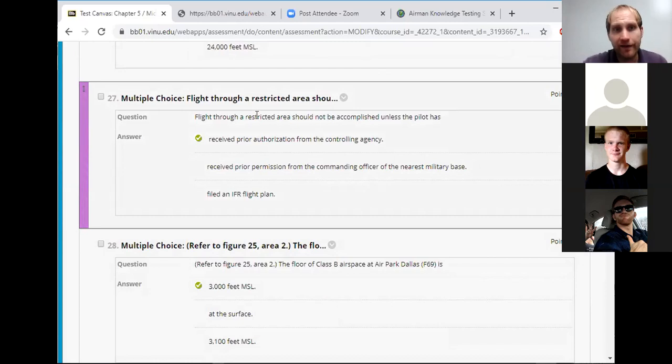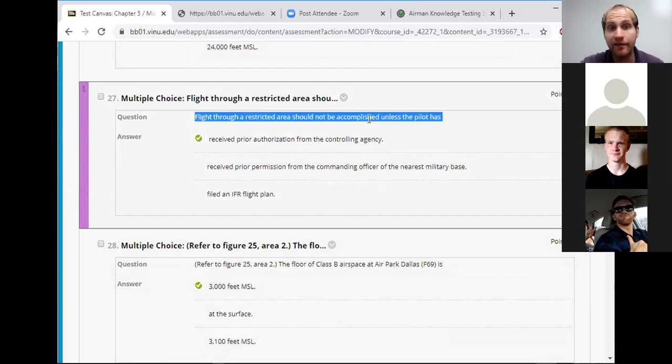Okay, here's an airspace question. Flying through a restricted area should not be accomplished unless the pilot has received prior authorization from the controlling agency. Restricted area, it's off limits unless ATC says you're allowed in it, unless ATC says that it's not active, not hot.